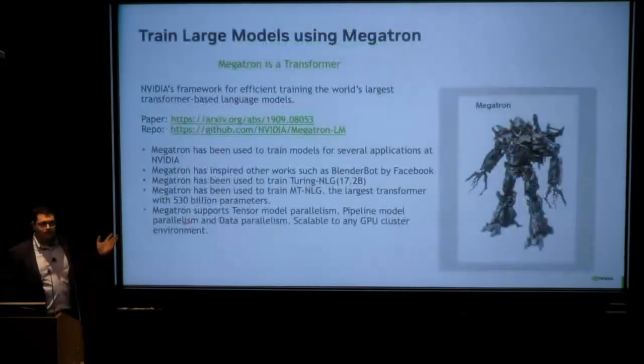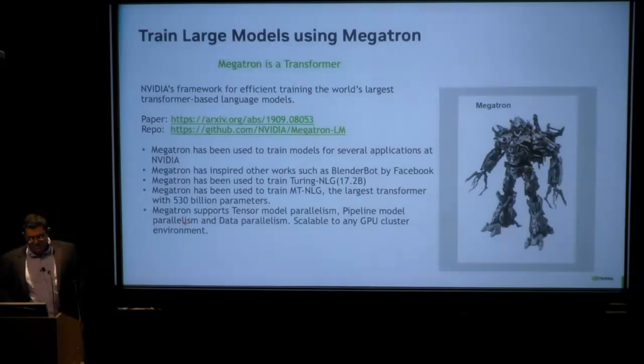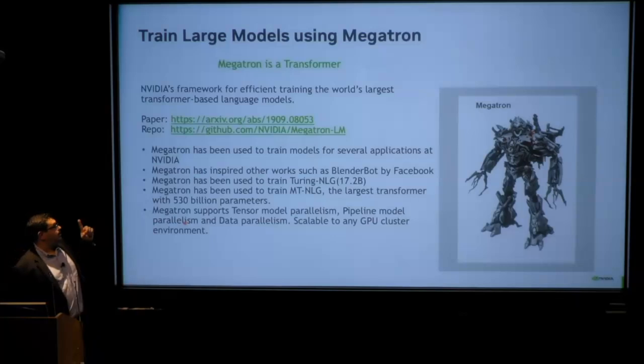At NVIDIA, we actually have a library called Megatron. It's supposed to be a big, bad Megatron, but big and beefy in that sense. So it's our framework for training the world's largest transformer models. There are some papers on GitHub on that.